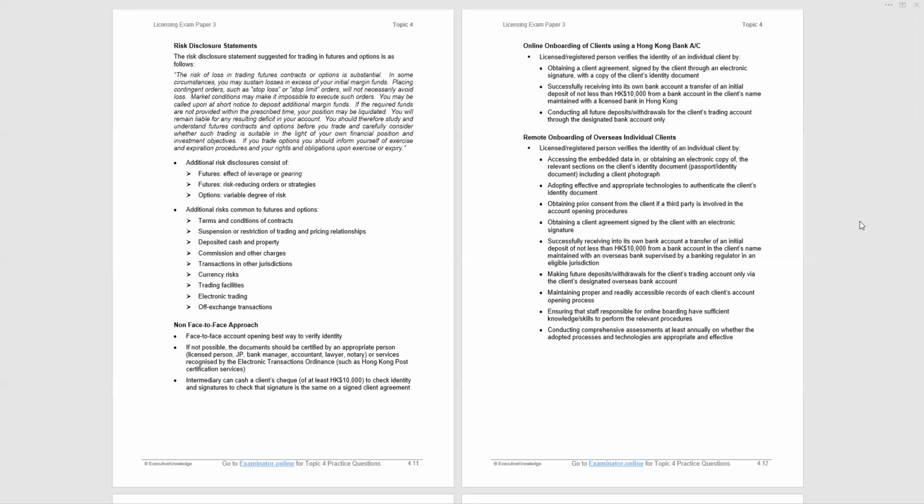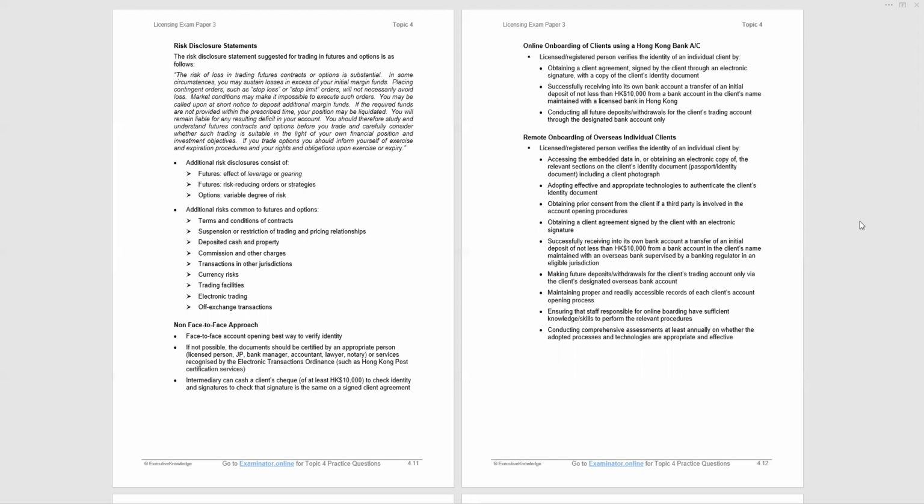And then we have additional risk disclosures with regard to futures and options and risks that are common to futures and options. They're all listed there. Now, the non-face-to-face approach, you don't meet the client, but they want to open an account, then you've got to verify their identity. If you cannot, then documents should be certified by appropriate person. They list the appropriate persons.